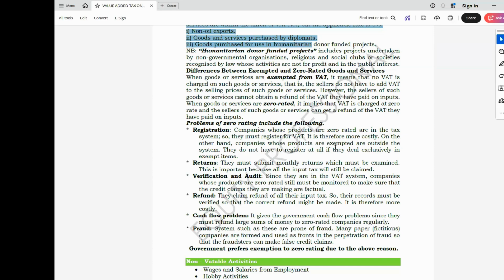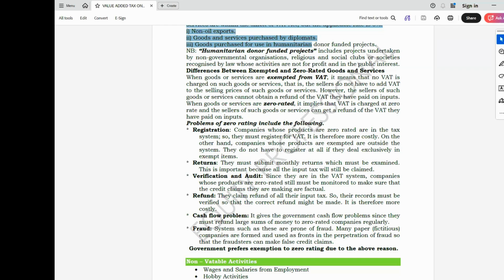It is also going to be prone to fraud, because many companies are going to look for ways to form transactions that are not 0 rated and try to claim them as 0 rated items. So those are items that are regarded as 0 rated.